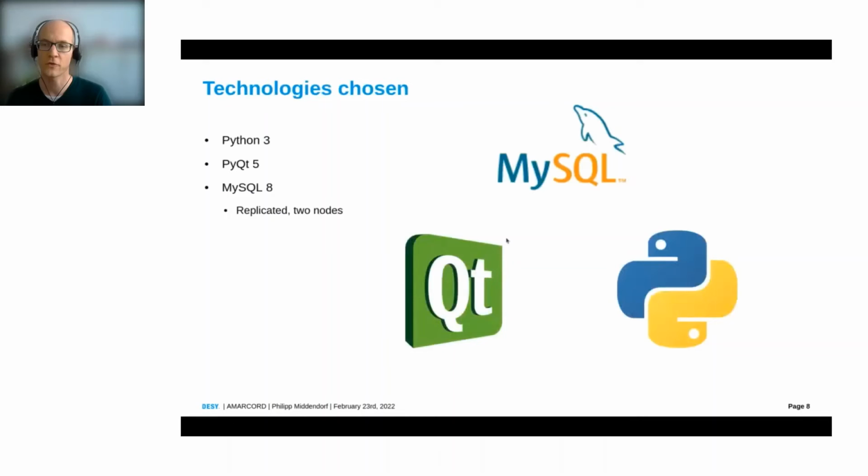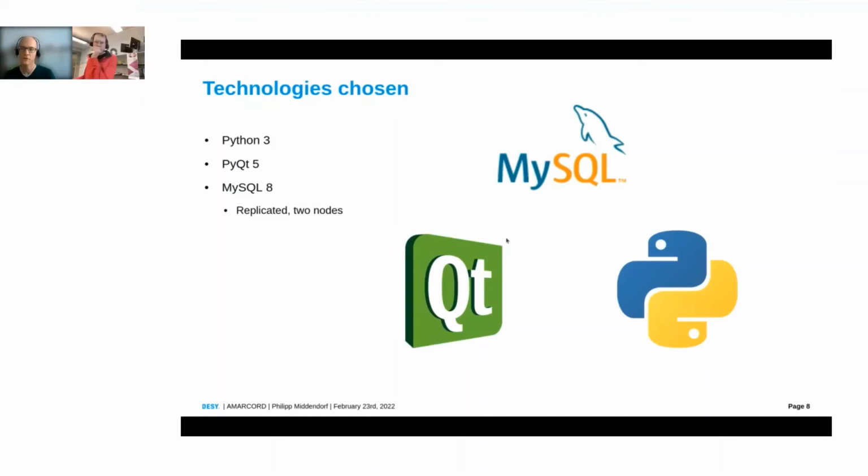With respect to technologies, it's pretty standard. We used Python version 3, PyQt for the user interface, because that's what we knew. Same for MySQL, no specific reason to use that. It could have been Postgres or any other SQL database, maybe even NoSQL. And we replicated this onto nodes just to be sure. So it's more about data loss here.